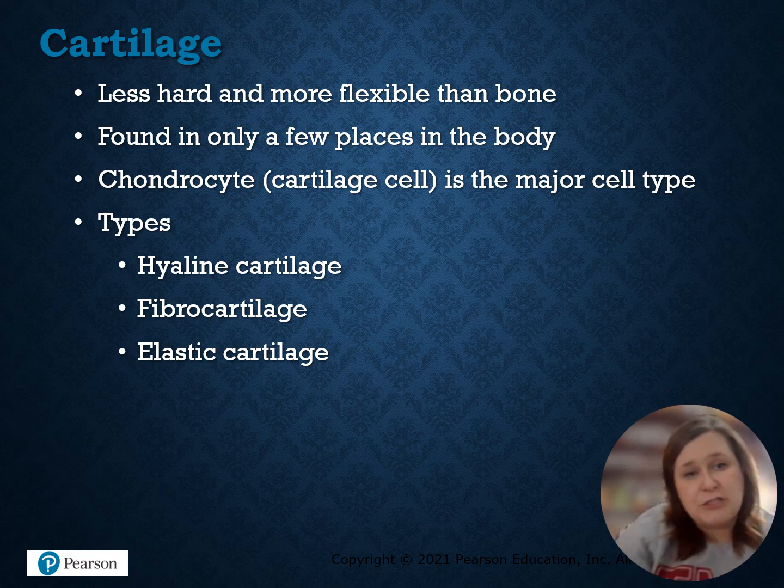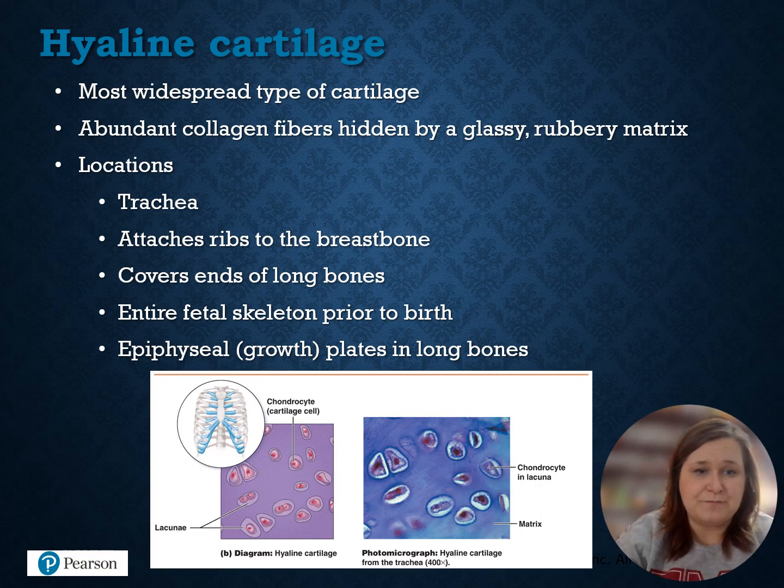We also have cartilage. Cartilage is going to be less hard and more flexible than bone. This is what we find in our nose and our ears, that's a little bit bendy but not quite bone. This is going to be mainly composed of chondrocytes. This is the cell that makes cartilage. And we're going to have a few different types of cartilage. We're going to have hyaline cartilage, fibrocartilage, and elastic cartilage.